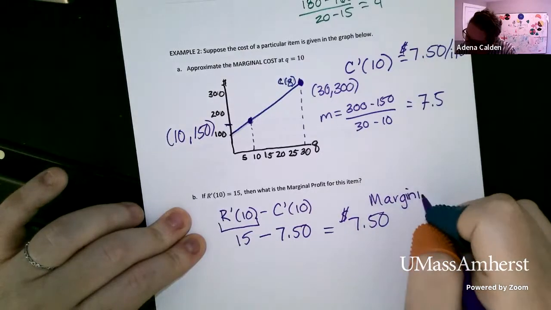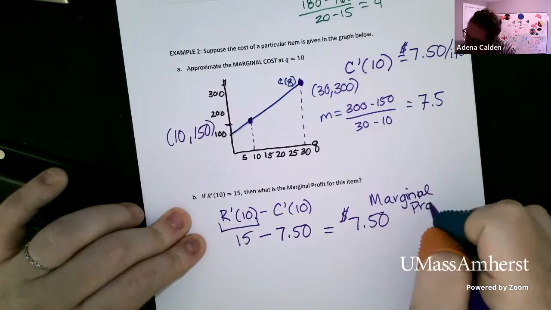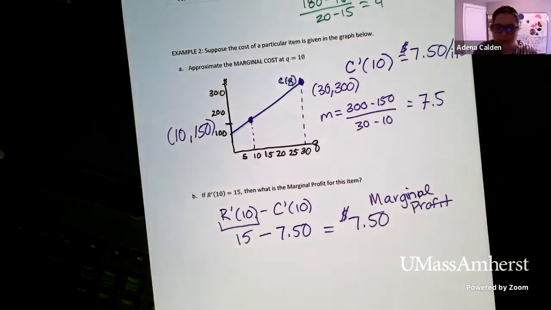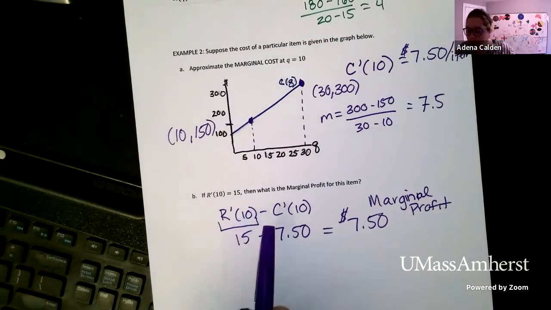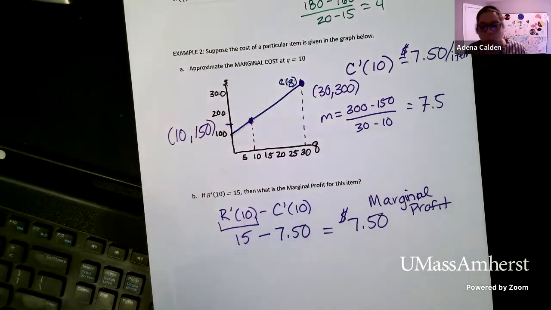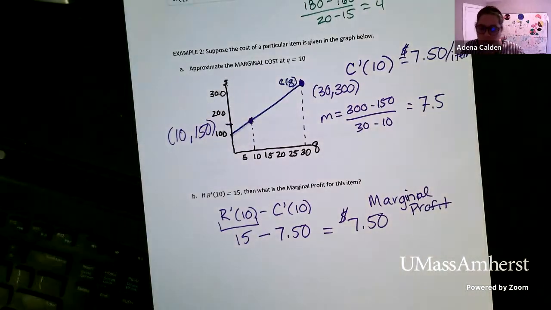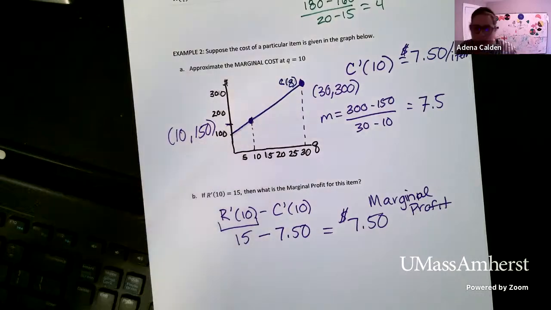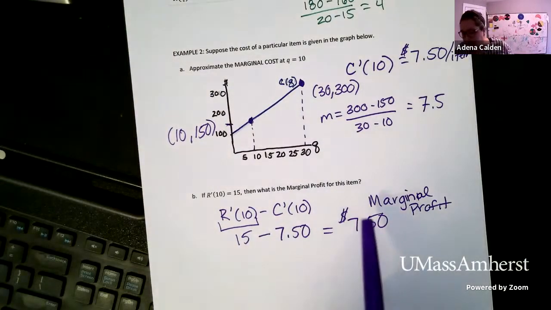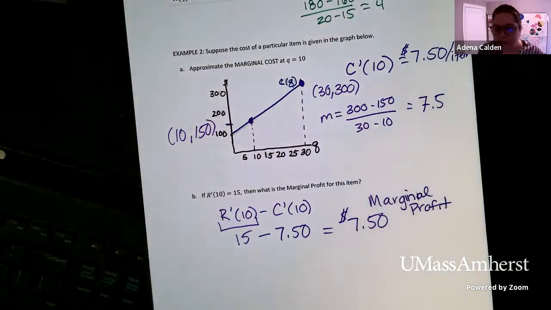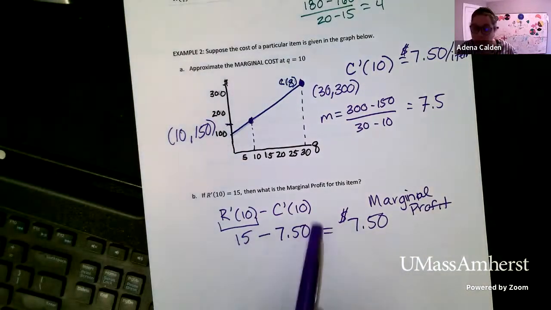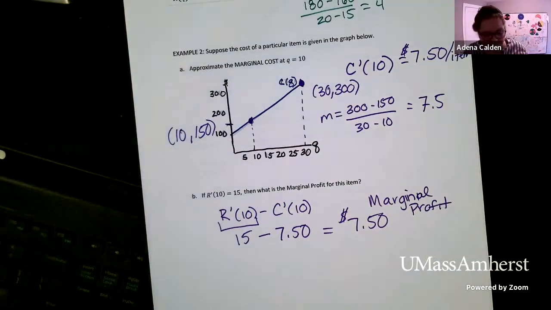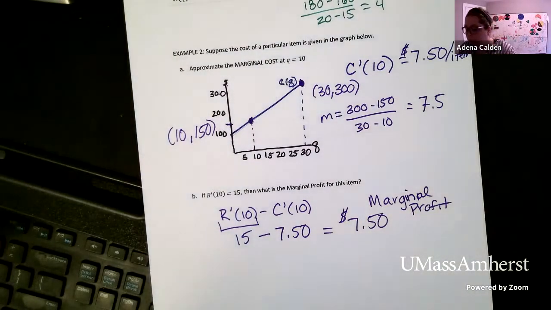Oops, marginal profit. Okay, so marginal profit is the additional profit I get from making and selling one more item, right? So if I were to make and sell an 11th item, so going from 10 to 11, I would expect an additional $7.50 in profit, because that's the difference between the additional money I take in plus the additional money I spent.